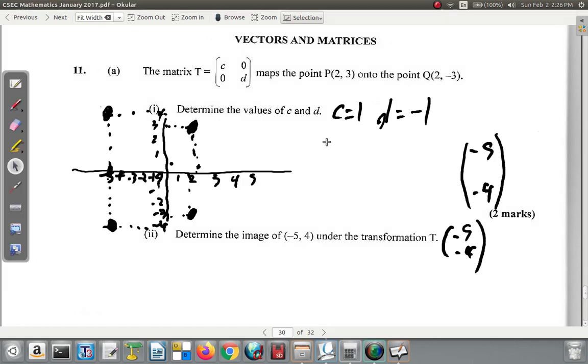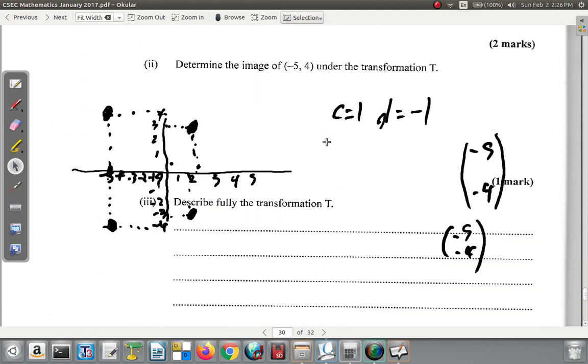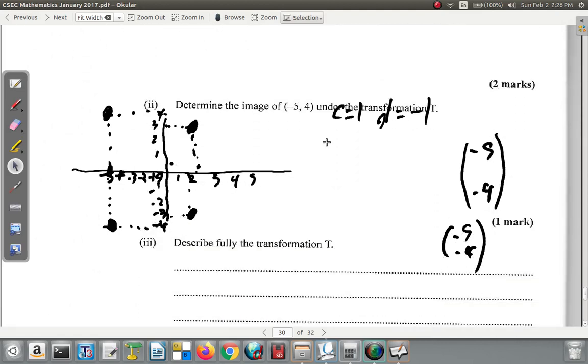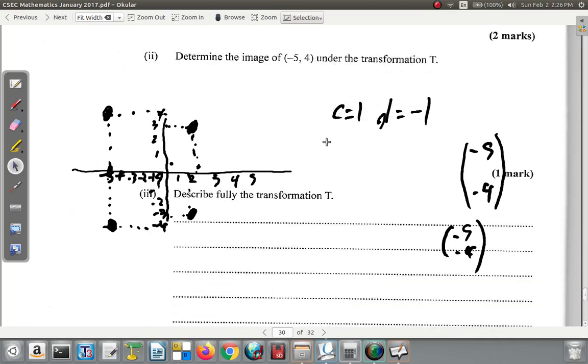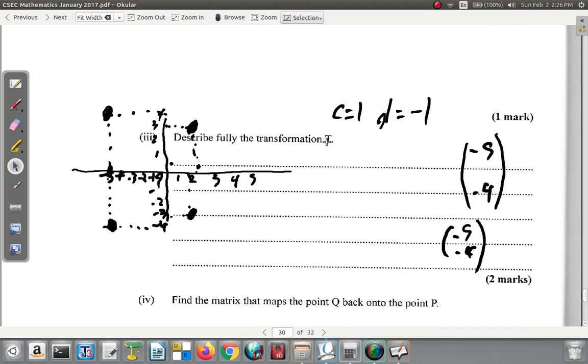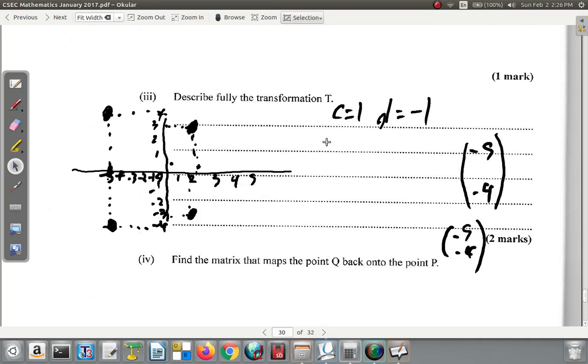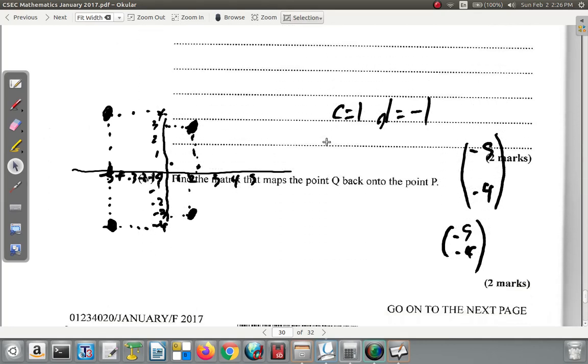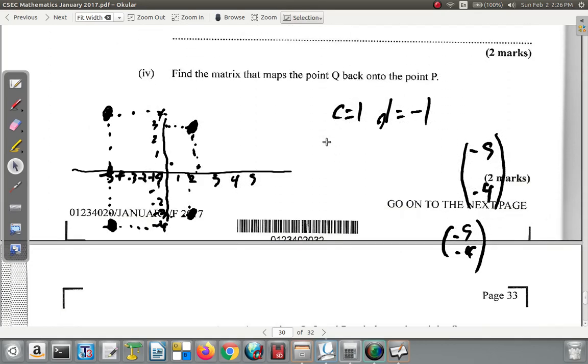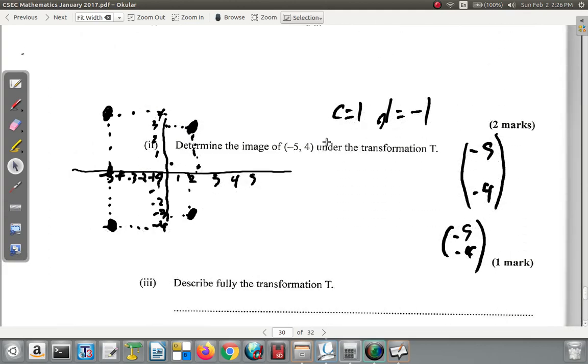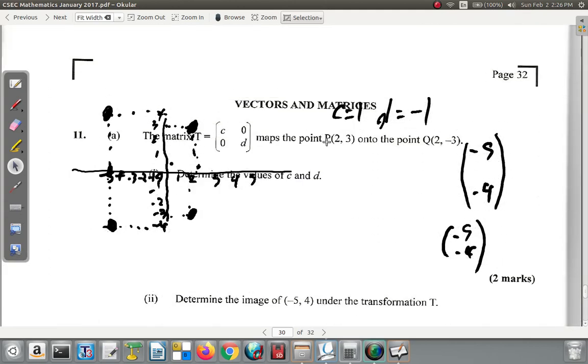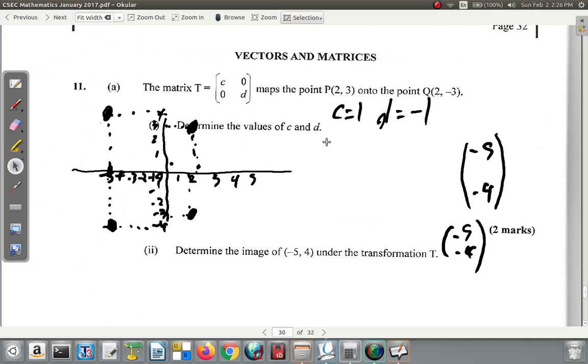Now, let's see what else is going on. It says, describe fully the transformation T. Right, it is a reflection over the x-axis. Here they say, find the matrix that maps point Q back onto point P. So it should map point Q (2, -3) back onto (2, 3).